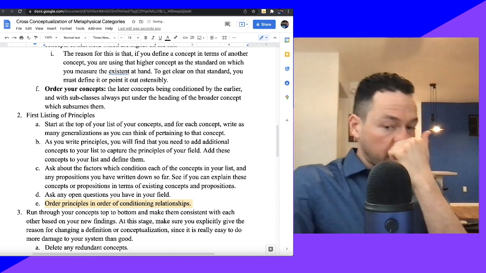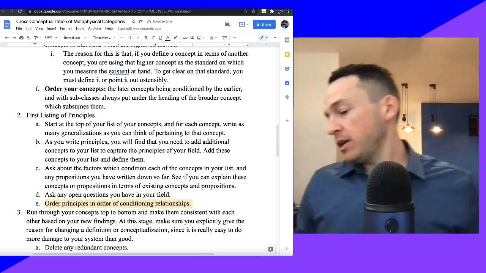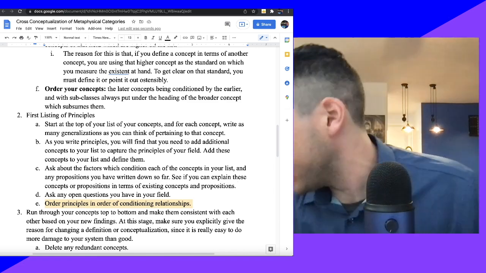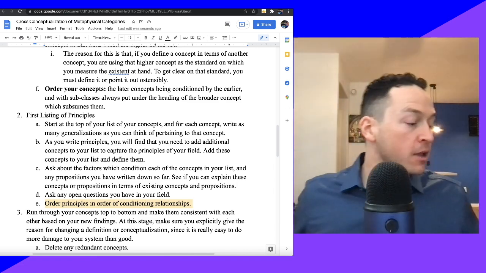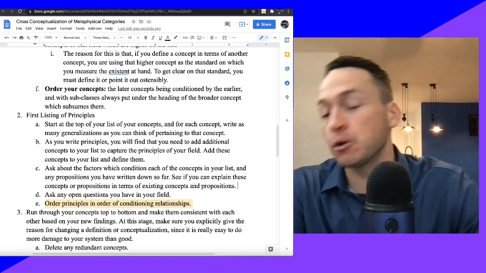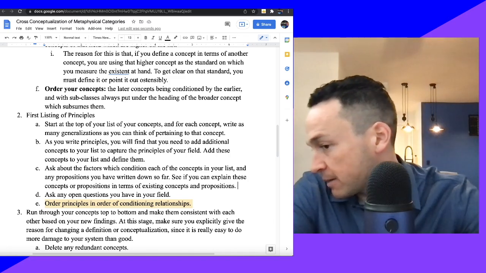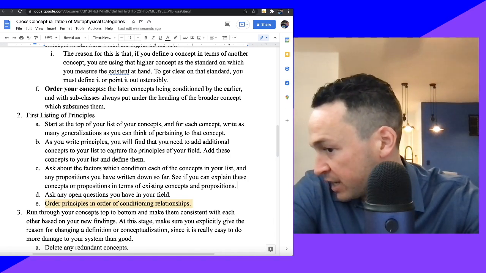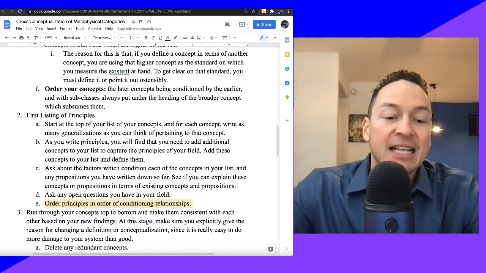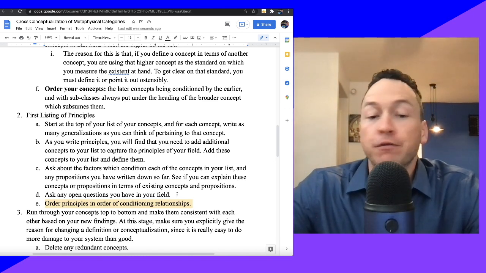And of course, write down, if you find that you need to bring in new concepts in order to explain a given concept, go ahead and do it. In a sense, you already have those concepts, but you're just explicating them. You're putting them down onto your cross-conceptualization so that they can be explicitly integrated with everything else. Ask any open questions you have in your field.